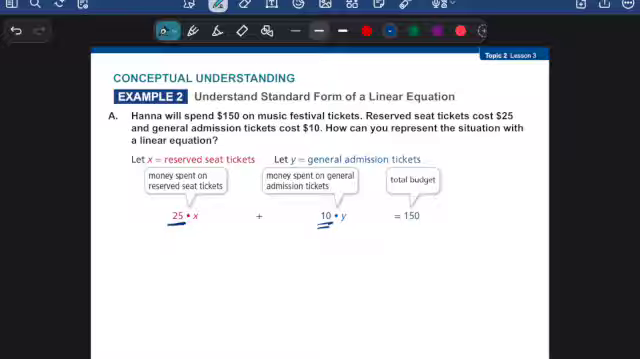The cost of all of the reserved seats, 25x, plus the cost of all of the general admission tickets, 10y, equals her budget. So I have a limit or a constraint. This is why standard form can be useful. Again, I have two different rates for two different variables, and I have a budget or a limit. It's also called a constraint.